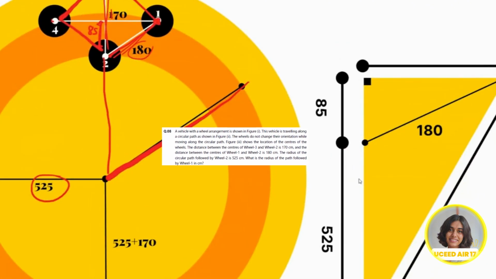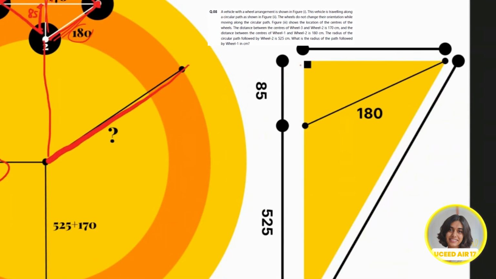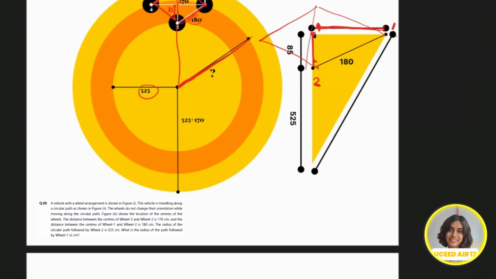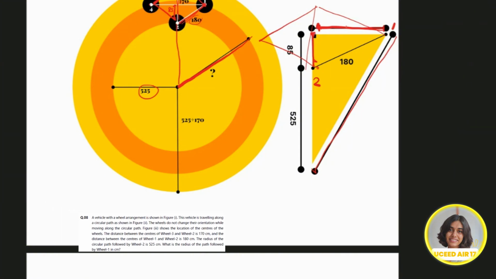This is the simplified triangle of that, where this is the center of the diagram, and this is 170, this is 180, this is wheel 2, this is wheel 1, and I have the distance from here, that's 85, and I have the hypotenuse here, and I have to find this particular length to find this radius. Until I know two sides within a right angle triangle, I don't know the third side, right?